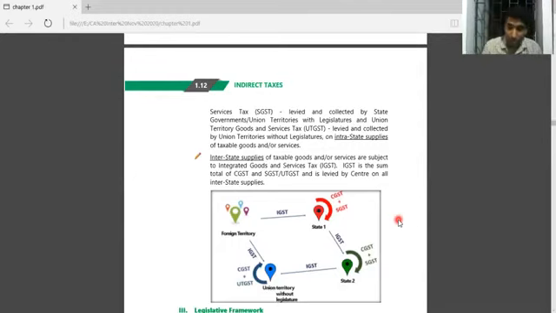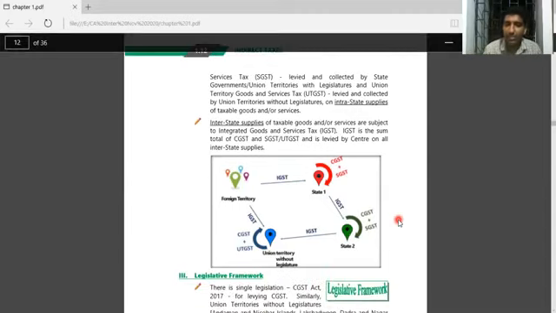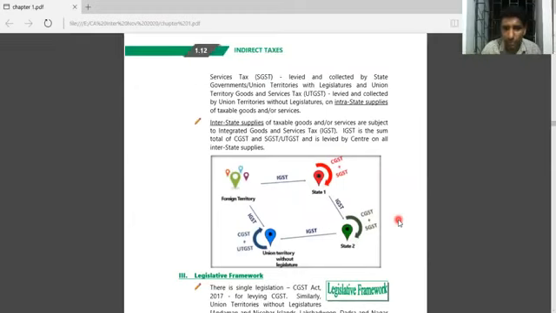But this seems like a violation of the law, because both state government and central government should receive the money. So the concept here is that the central government will receive the money, and then from the back end there will be a settlement between the central government and the states, whereby the central government will remit the amount to the state government.